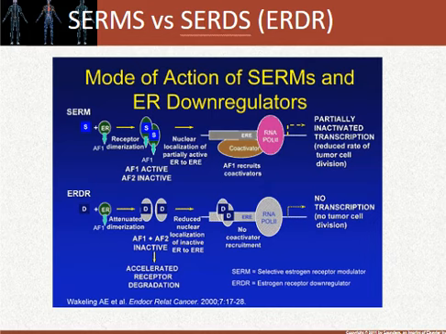So the next group of drugs that we're going to talk about are a group of drugs that inhibit the production of estrogen, whereas these are, of course, at the receptor level.